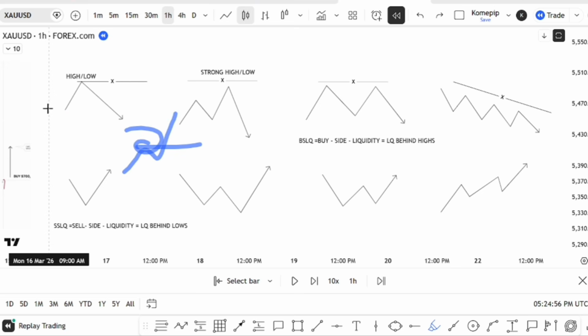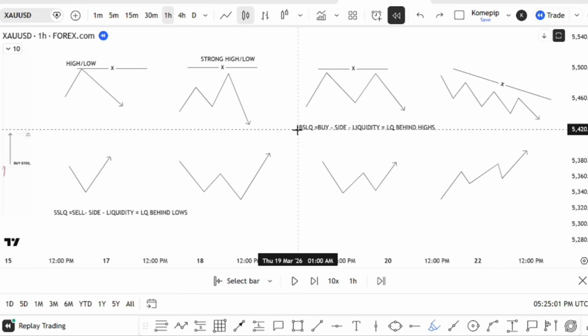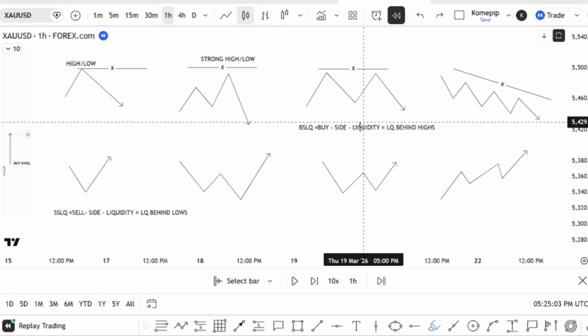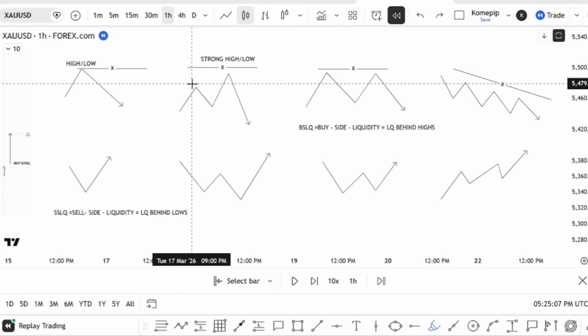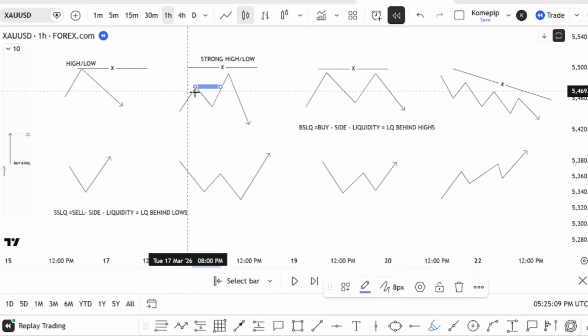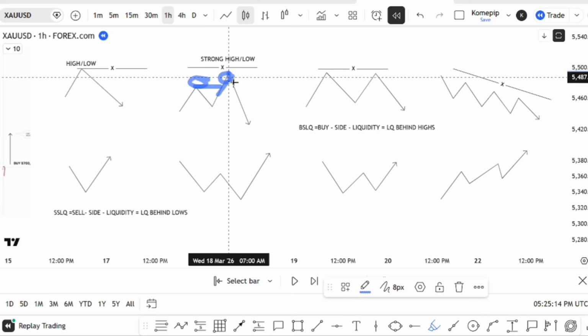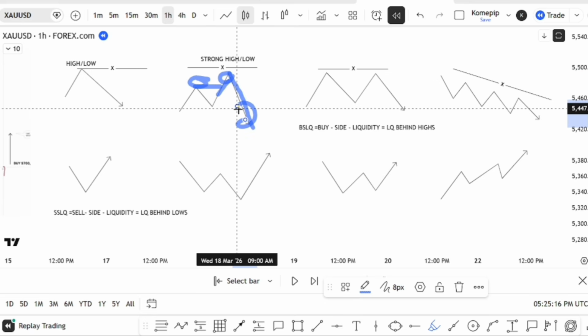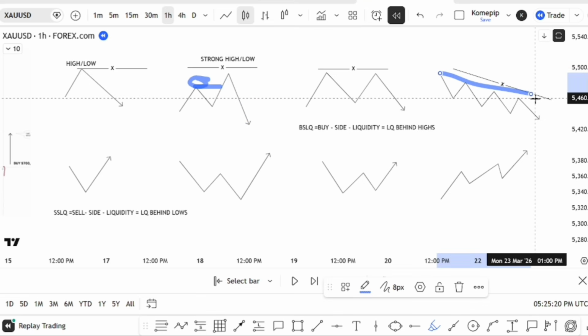Okay, so let's pay attention to details. For the BSLQ, we have it as the buy side liquidity, which is liquidity that is behind the highs. So for example, this is a perfect example. There is liquidity behind the highs. So immediately price pushes up, it should be able to trade to the downside. Same thing applies when price takes out a trend line liquidity.